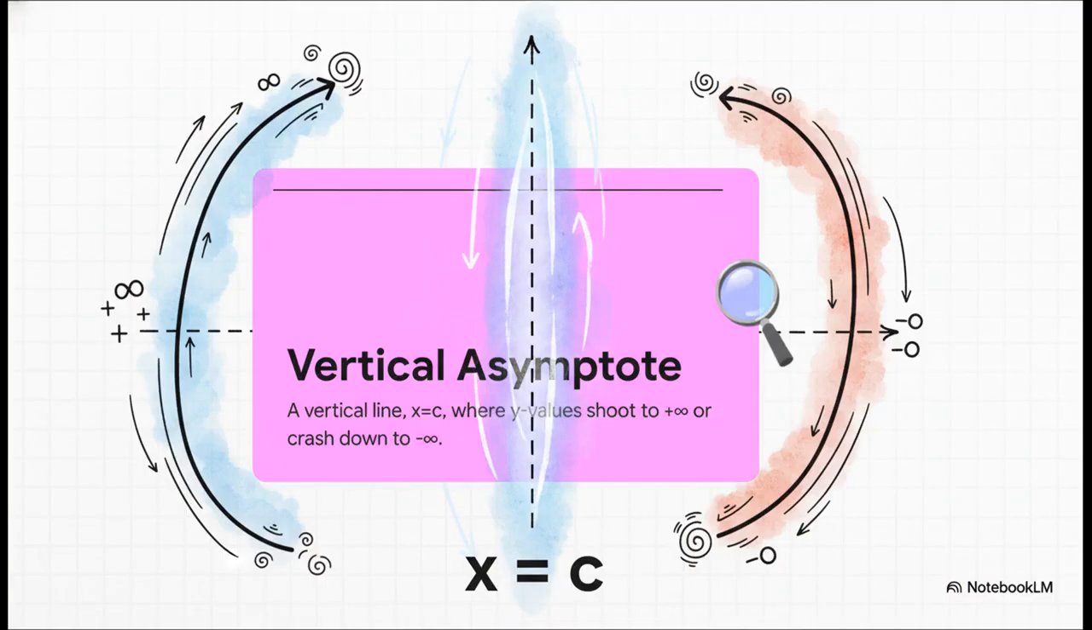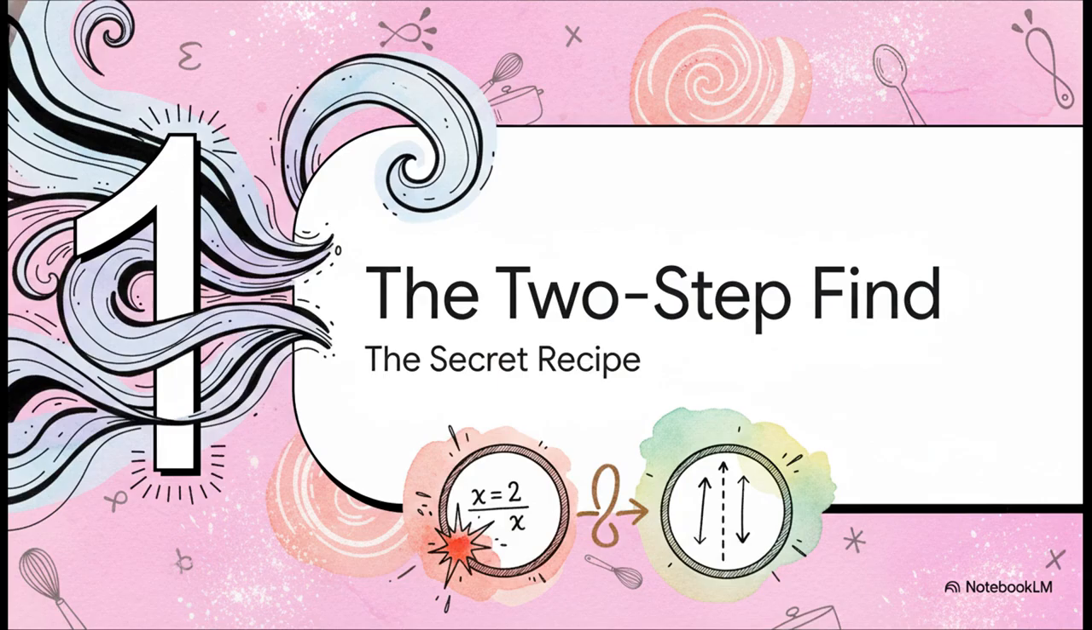Okay, so here's the official scoop. But honestly, I love the idea of a force field. Imagine this invisible line at some x value, we'll just call it c. As your graph gets closer and closer to that line, bam, the y values just go nuts. They either shoot straight up forever or plummet straight down. So you might think finding these invisible walls is going to be complicated, right? But it's not. It's actually a super simple two-step recipe. Seriously, it works every single time.